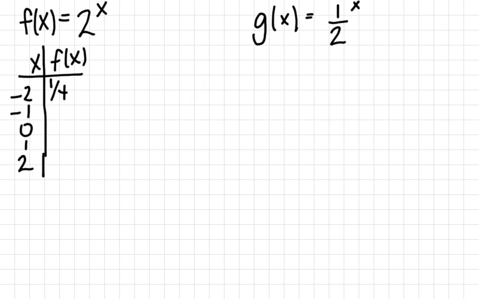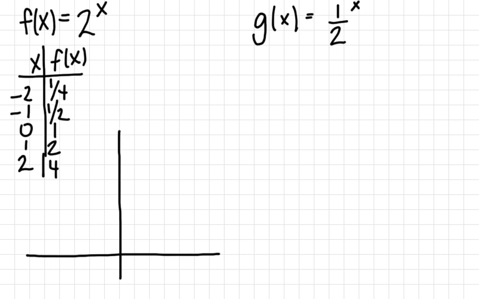Now input -1. 2 to the -1 power will become 1 over 2. So inputting -1 will give us 1/2. Inputting 0, 2 to the 0 power should give us 1. 2 to the first is 2. 2 squared is 4.